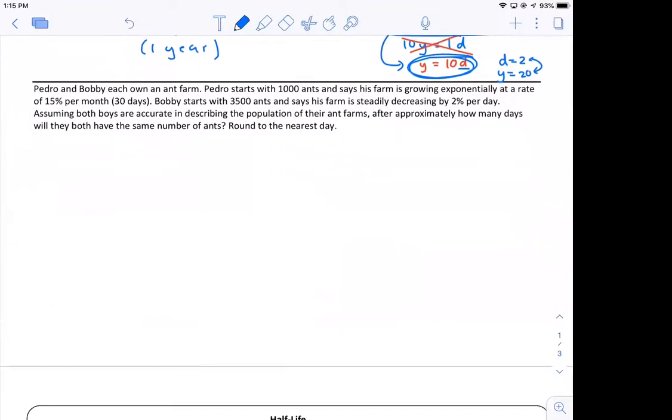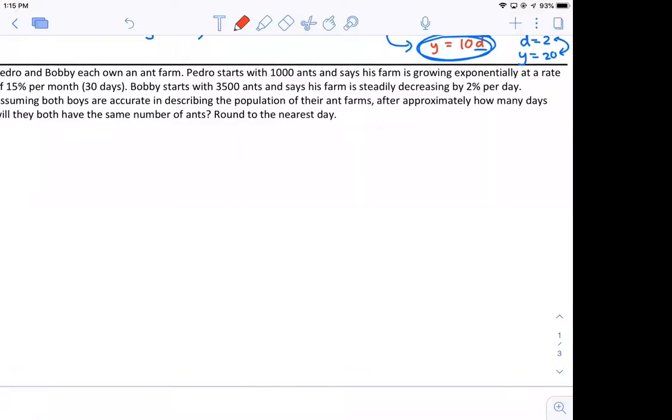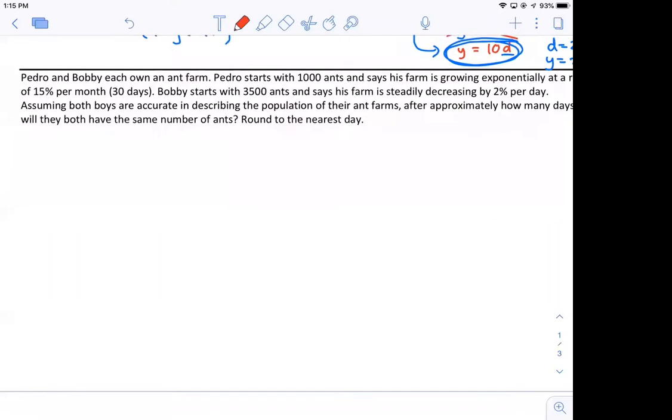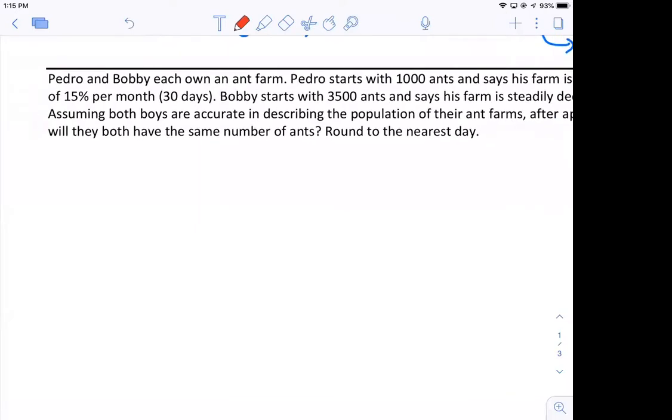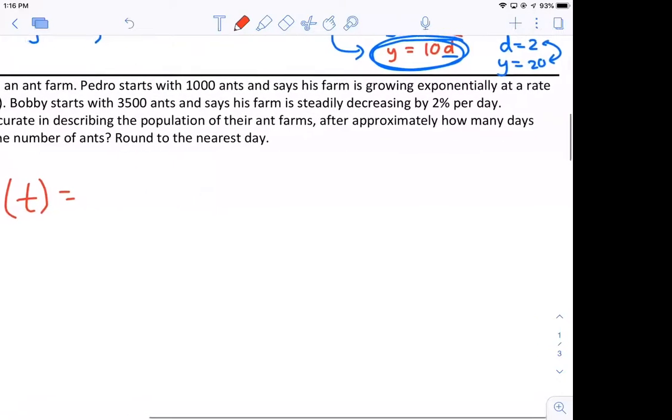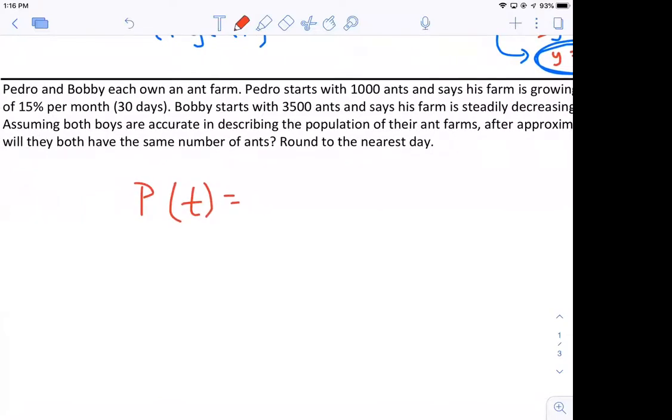I like this problem over here. We got Pedro and Bobby, they own ant farms. Pedro has 1,000 ants, and his farm is growing exponentially at a rate of 15% per month. All right, so we can write an expression or an equation for Pedro's ants. I'm going to use the letter T for Pedro. So Pedro's ants, as a function of time, they're growing by, well, he starts with 1,000. It's growing by 15%. So that means the growth factor is 1.15.